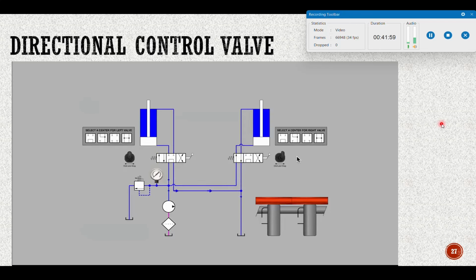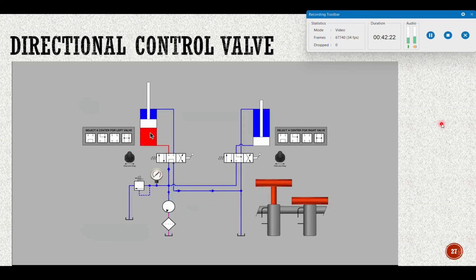Same holds true for the other, so you need to have both. Perhaps if we were to introduce a valve on the right that blocks the P port, in this particular case I've chosen the float center, what will happen now? When I move the valve on the left into the extend position, will the left cylinder rise? Aha! Yes, it does.